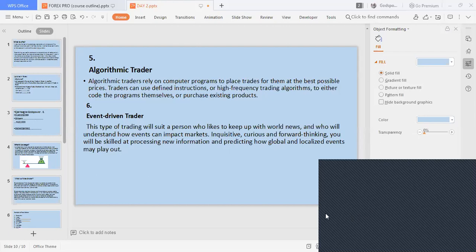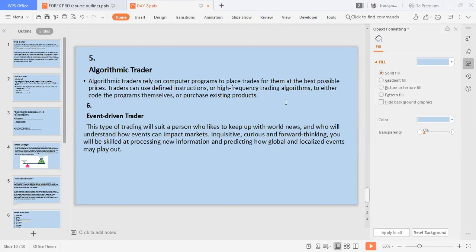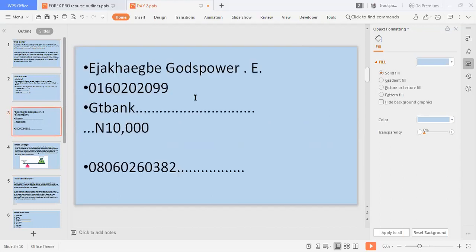Now, you'll be wondering, how can I be part of the advanced class? Beautiful. You can be part of the advanced class. The reason why I like announcing this is so that my students are prepared for the advanced class. For you to be part of the advanced class is just a token. What is a token? The cost to be part of that advanced class is 10,000 naira.